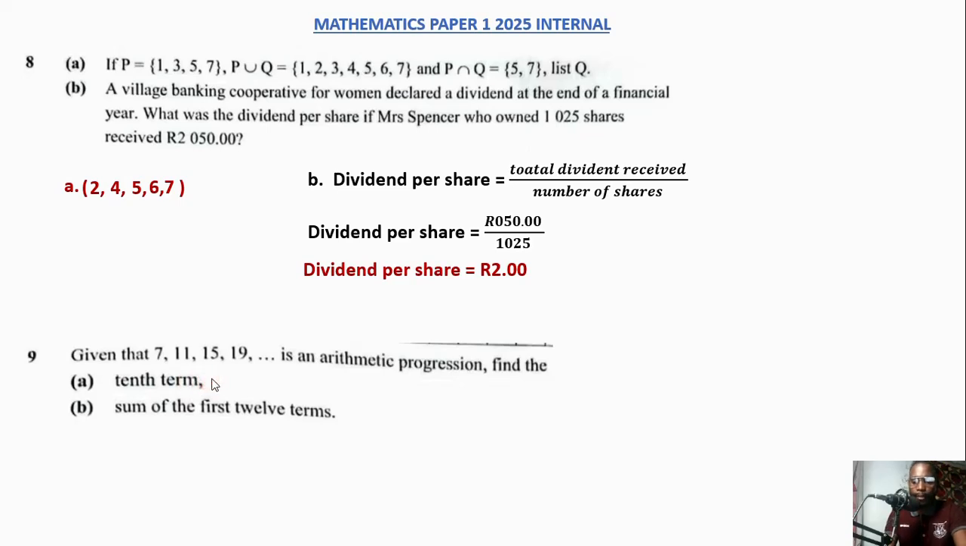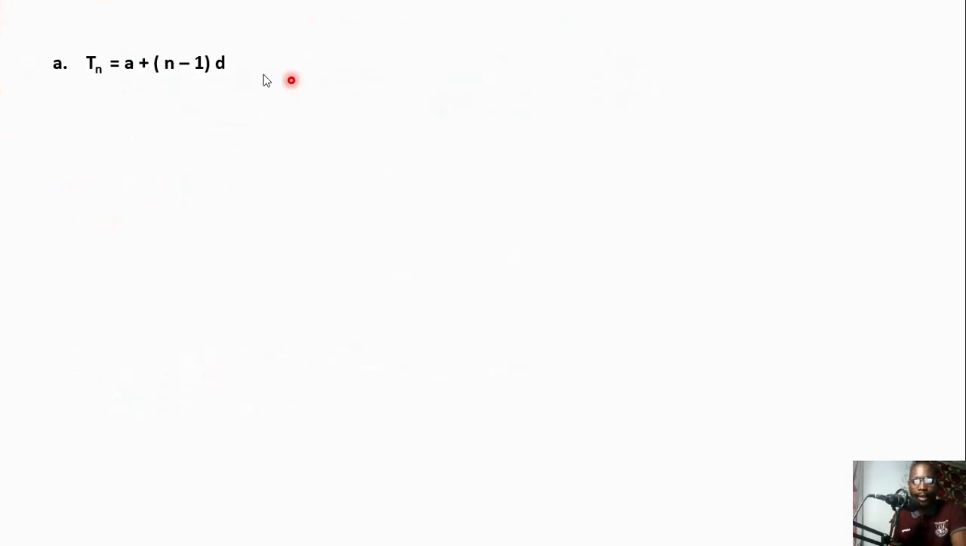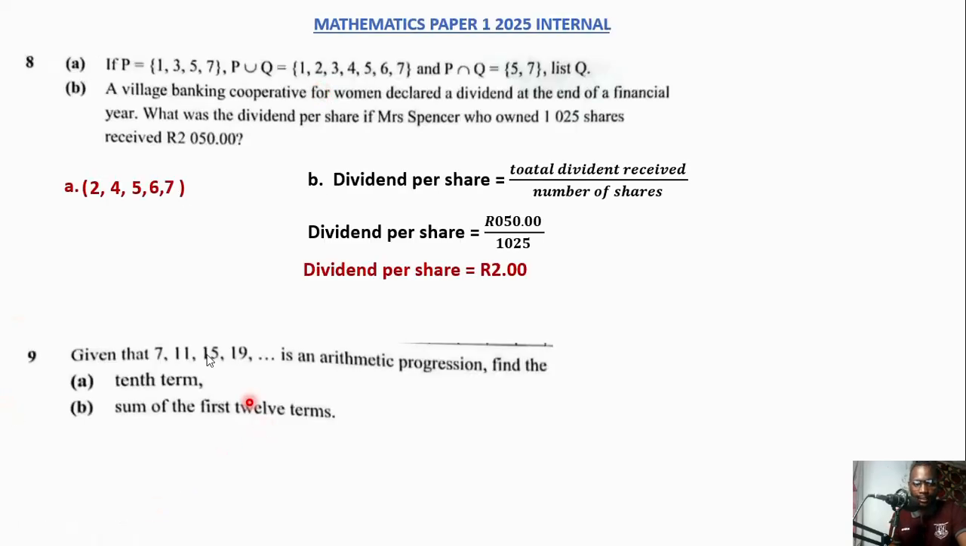So if we go back to our formula, what don't we have? The only thing that we don't have is the common difference. So let's first find the common difference. The common difference is found by saying the second term minus the first term. Now what is our second term? If we go back to the question, our second term is 11. So our second term is 11, then our first term is 7. So we just get these two and find the difference.